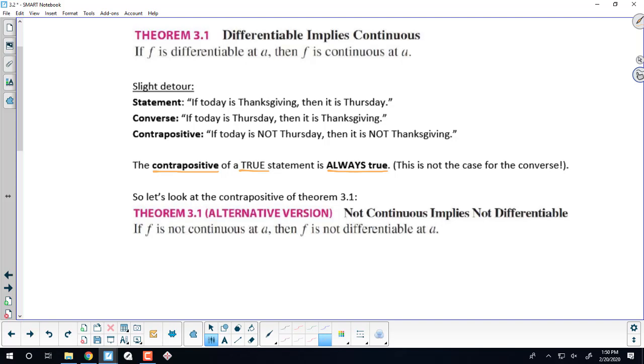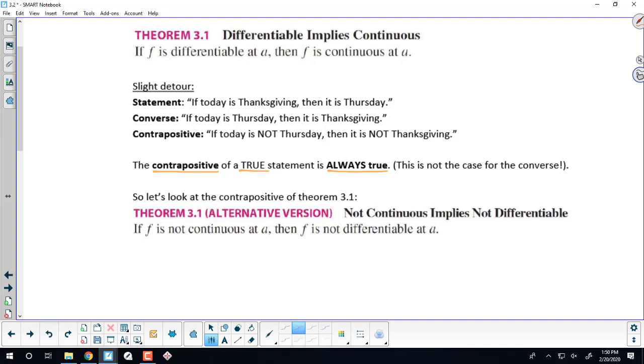The reason we mentioned that is because there's this alternative version of Theorem 3.1, where 3.1 says if it's differentiable, then it's continuous. Well, we flip that around and then negate it and say, if it's not continuous, then it's not differentiable. So that's how we get the alternative version. It's simply the contrapositive of Theorem 3.1.